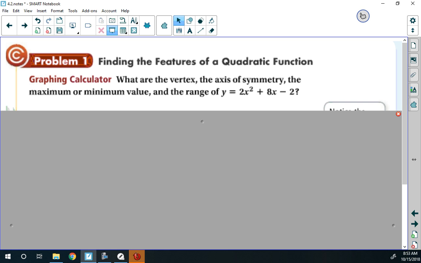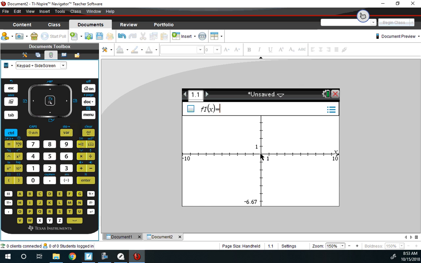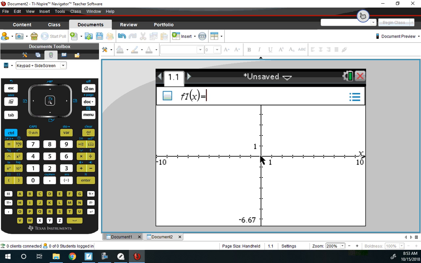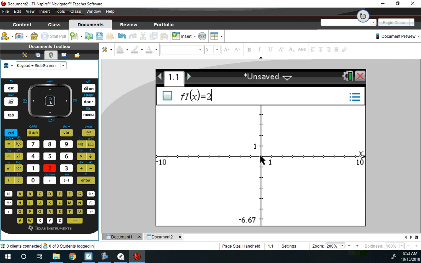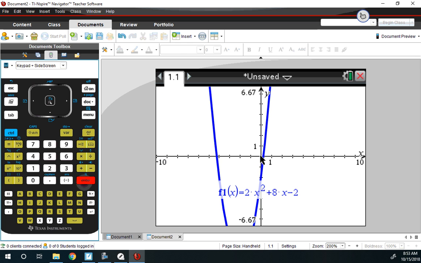So the function in question is y equals 2x squared plus 8x minus 2. If we're going to use a graphing calculator to do this, we need to start a new document, and we want to go to a calculator page. Everybody know how to go to a calculator page, I hope? From our calculator page, we've got our graph entry edit line. We'll go ahead and type in 2x squared, the squared button is next to 4, plus 8x minus 2. And we'll go ahead and press enter.